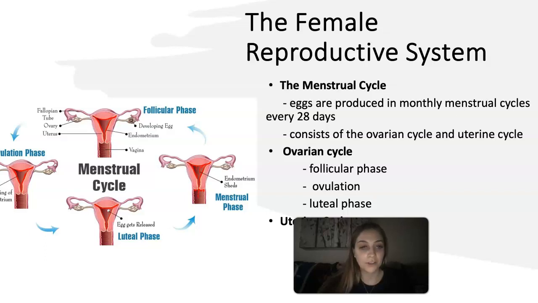On the left over here is just a photo of each phase and what it does in each phase. So in the menstrual phase, the endometrium sheds, which leads to the follicular phase, which develops the egg, and it shows exactly where the fallopian tubes, the ovary, and the uterus are, which leads to the ovulation phase, thinking of the endometrium, and then the eggs get released. In the luteal phase, we'll talk more about that.